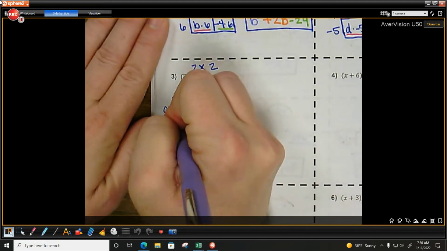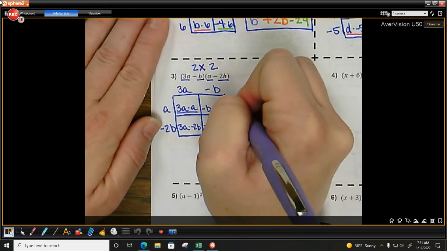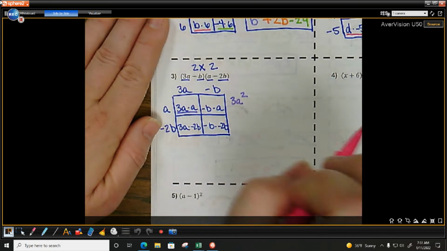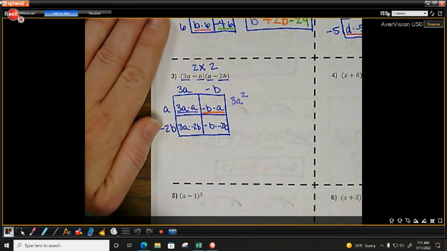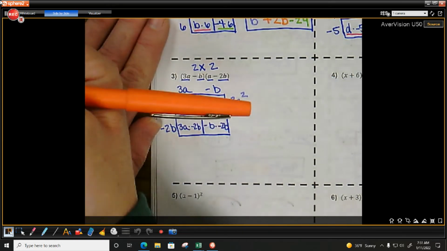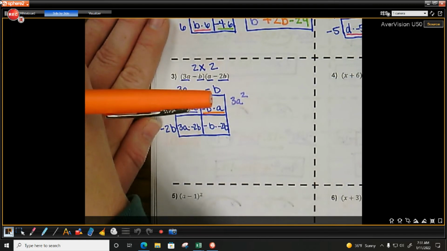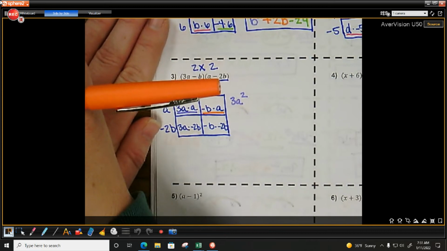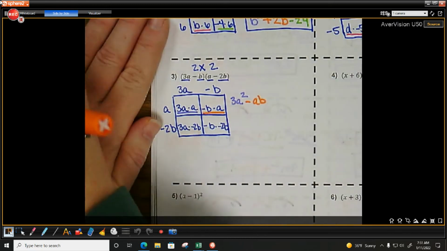What's 3a times a? 3a squared. Great job. What's negative b times a? Negative what? Okay, so you could write BA, but just like we put our exponents in order from big to small, we put our letters or variables in alphabetical order. So I would write minus AB. If you write minus BA, that's not wrong because when you multiply, order doesn't matter, but you're going to see it as minus AB.